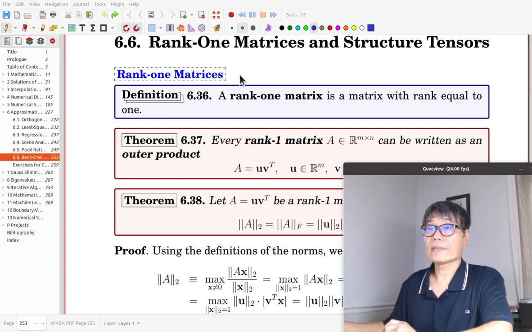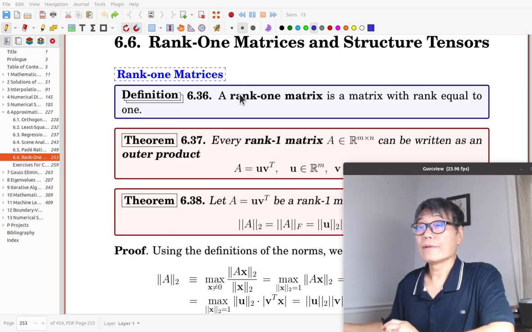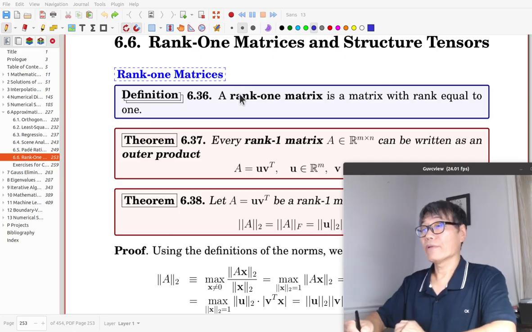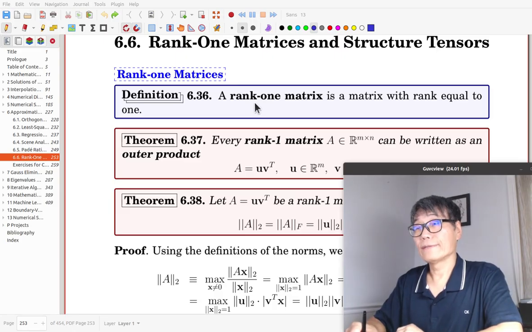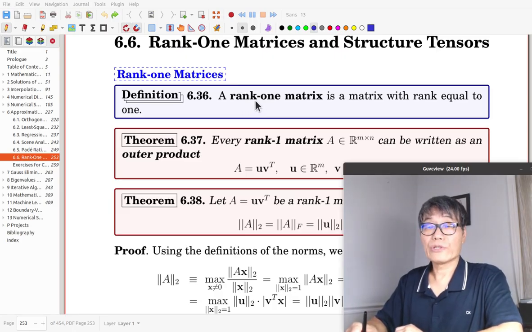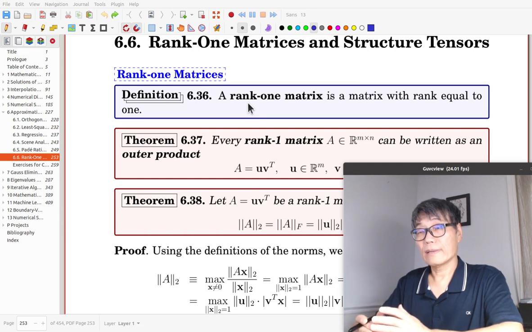Section 6.6, rank 1 matrices and structure tensors. Let's see the definition. A rank 1 matrix is a matrix with rank equal to 1. The rank is, by definition, the number of independent columns of a matrix. So a rank 1 matrix can be expressed as follows. For a specific column, the other columns are scalar multiples of the specific column.